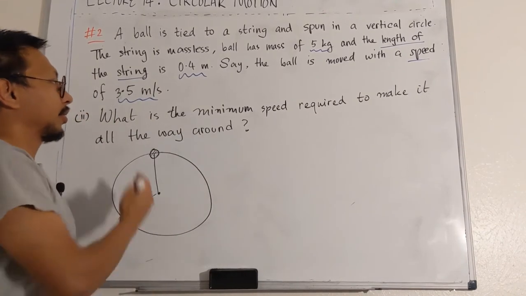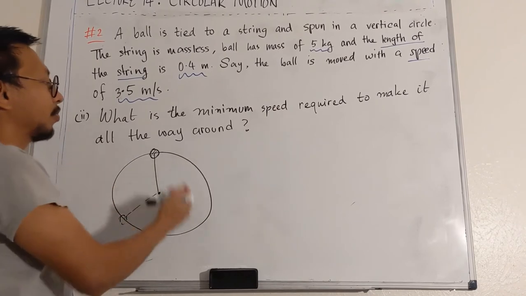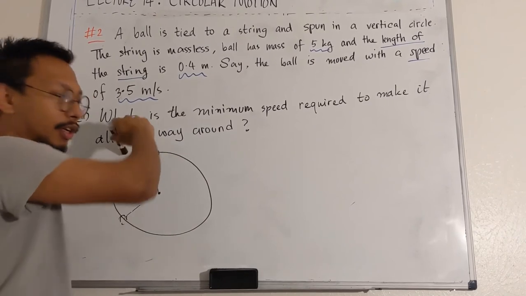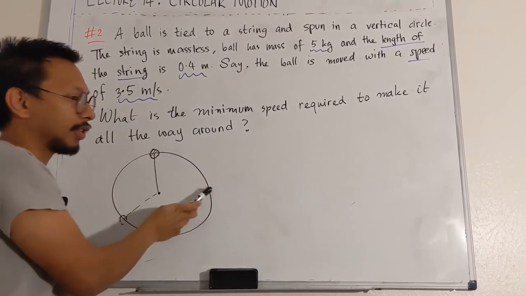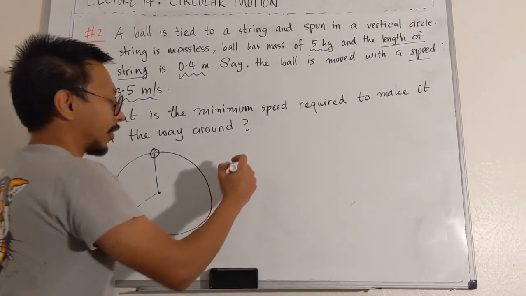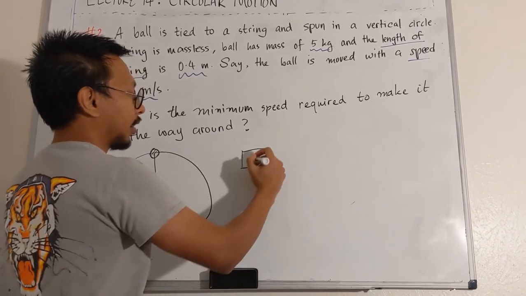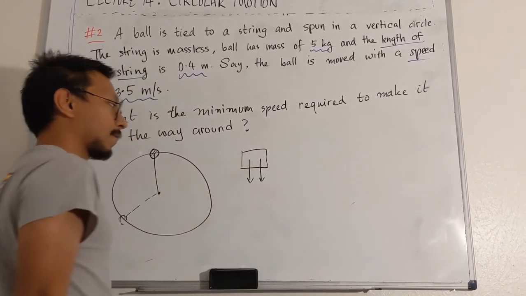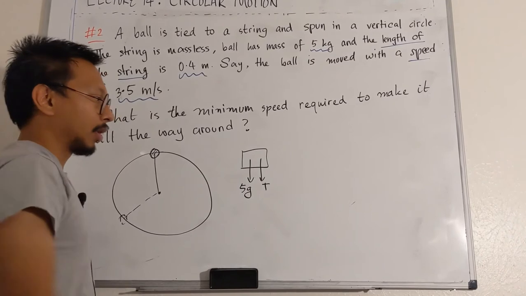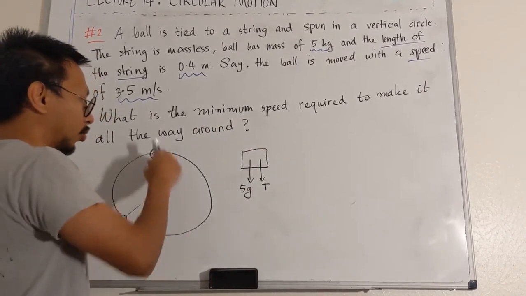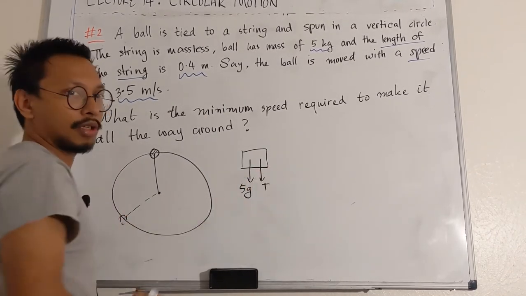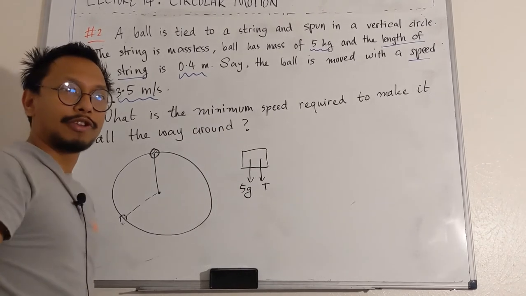The second part of the question asks us, what is the minimum speed required to make it all the way around? So what is the minimum speed required by this ball tied at the end of a string to make it a complete circle and go over this highest point, so go beyond this highest point? So we have to realize that in our free body diagram that we drew for part 1, both of the forces, the weight and the tension on the ball, were directed downwards towards the center, right? So in that case, we can say that both of these forces were causing our overall centripetal acceleration.